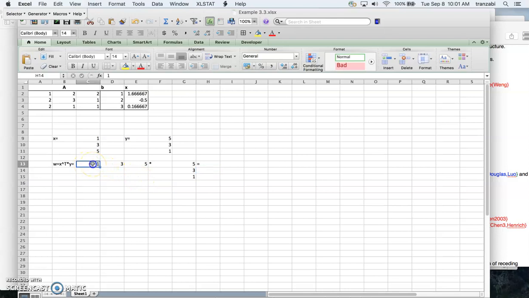So we multiply the first element by the first element, and then add it to the second element multiplied by the second element, plus the third element multiplied by the third element. So the result is going to be 1 times 5 plus 3 times 3 plus 5 times 1. The result is 19. This is called the dot product or inner product. Okay?